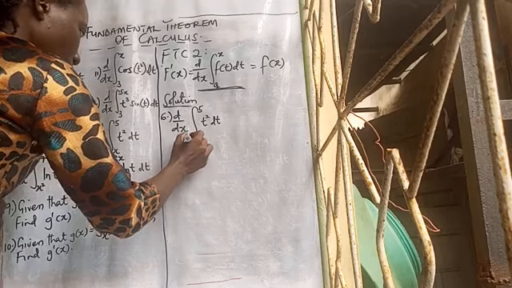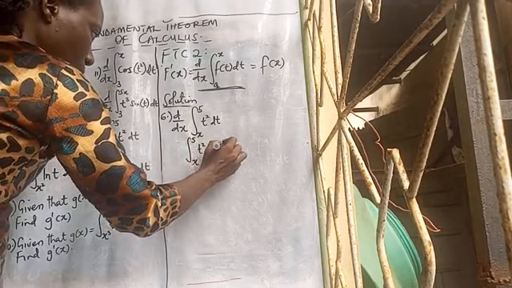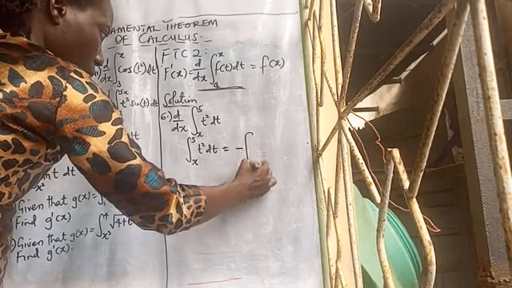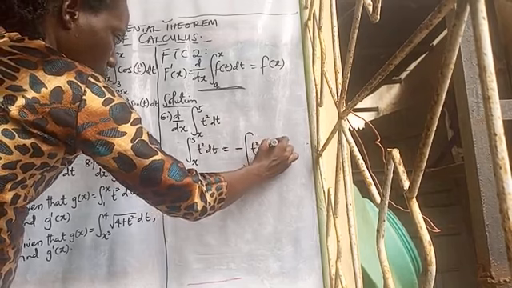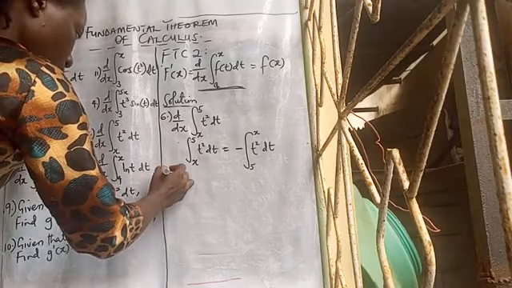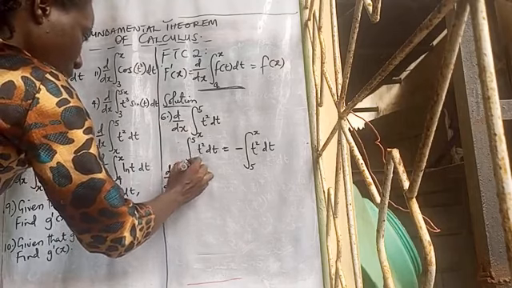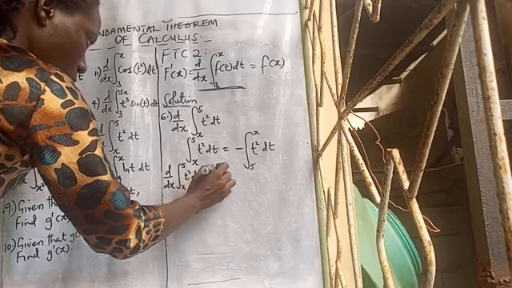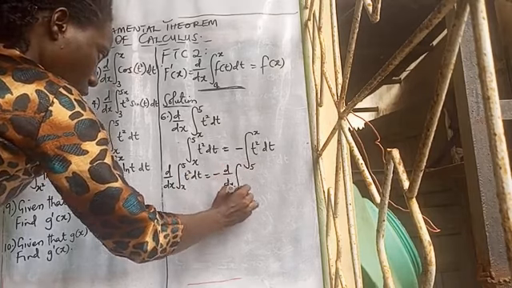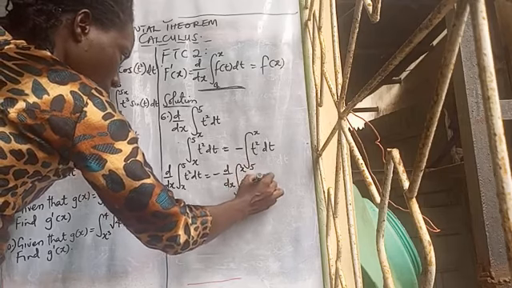What do I mean by that? The integral from x to 5 of t squared dt is the same thing as the negative integral of t squared dt from 5 to x. And so d dx of the integral from x to 5 of t squared dt becomes what? Minus d dx of the integral from 5 to x of t squared dt.